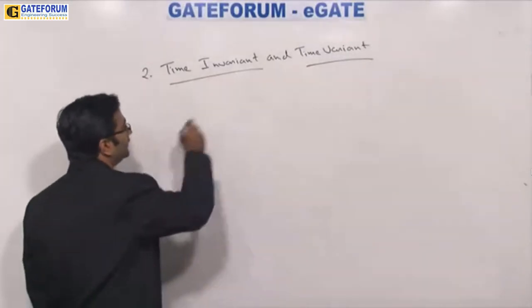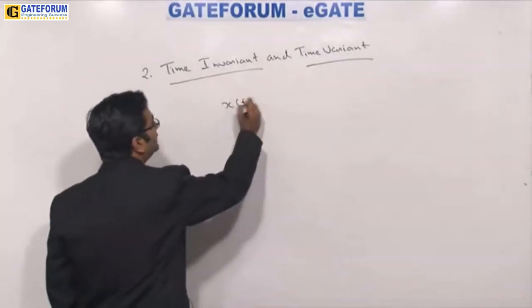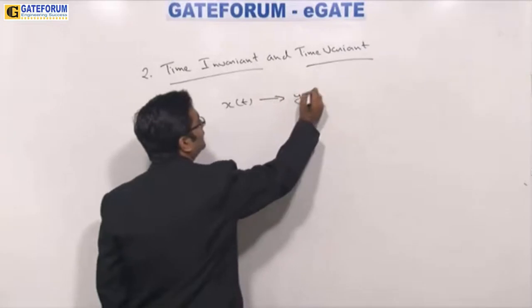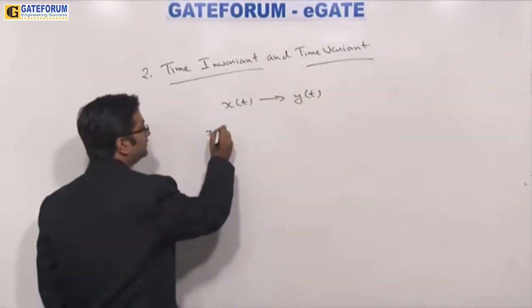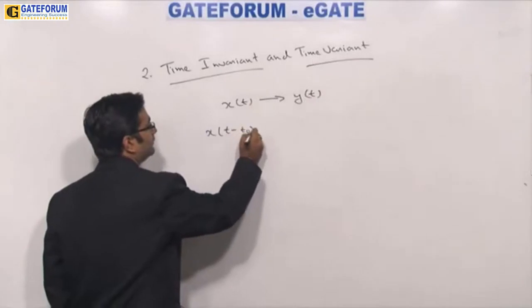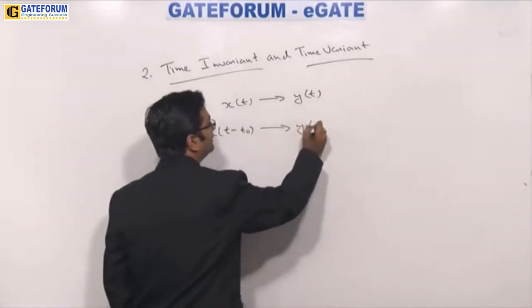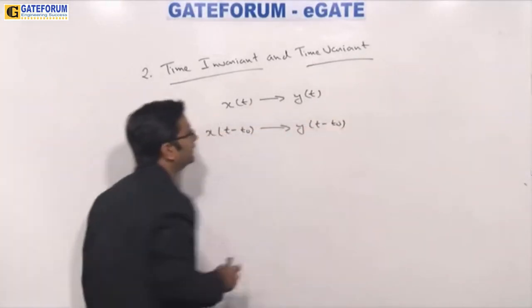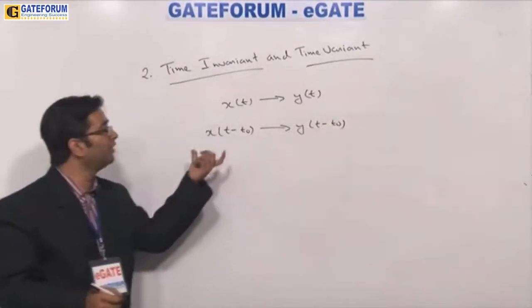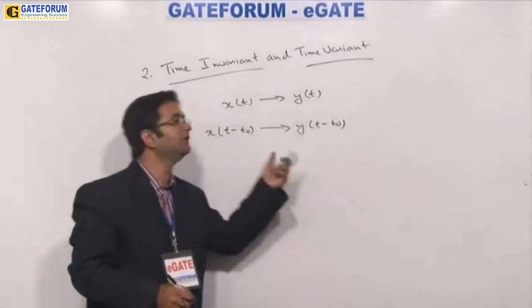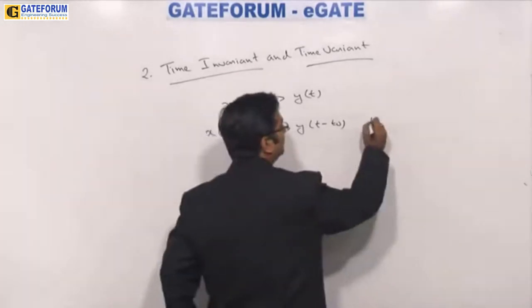Now, if you have input x(t), you are getting output y(t). If you shift x(t) by t naught, you will get output as y of (t minus t naught). If this is happening, that means if you are delaying the input by an amount t naught, the output is also getting delayed by t naught, then it is time invariant.